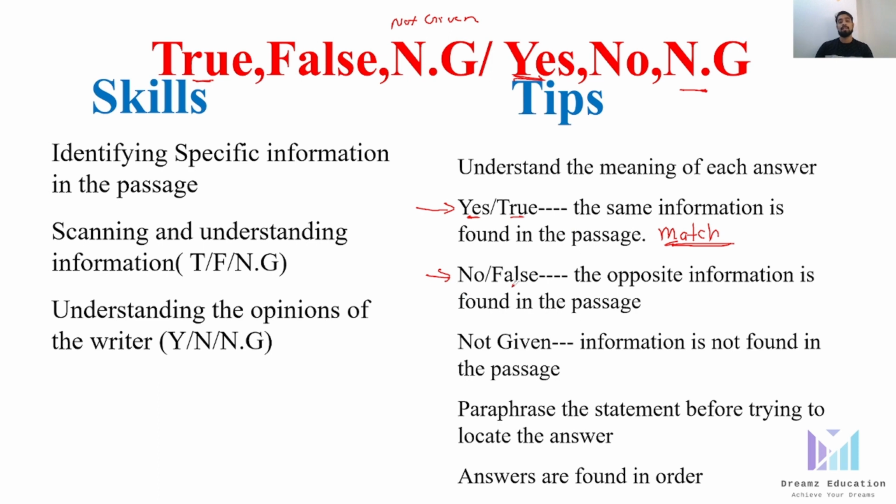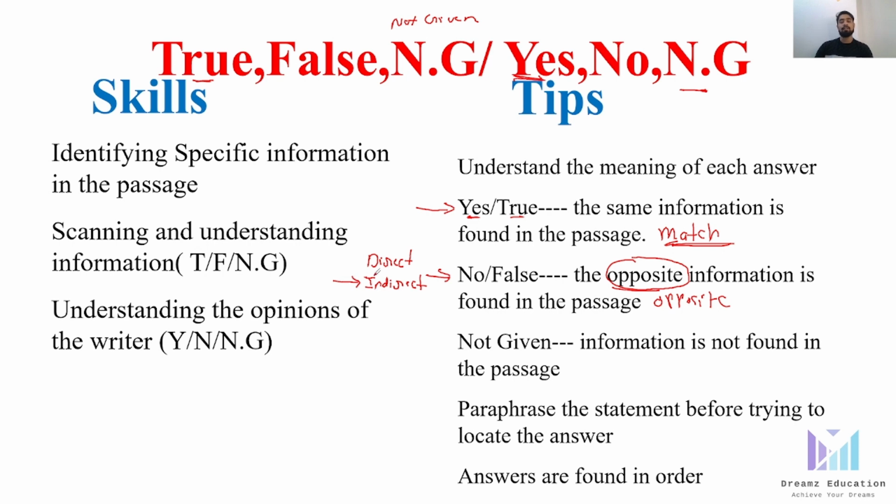Next, when can I call a statement false or no? If the given statement is opposite to the information in the passage. Suppose the statement does not match, I cannot directly call it no or false. I have to check whether the statement is opposite to the information given in the passage. When I call it opposite or contradictory, there can be both types of contradictions: direct contradictions and indirect contradictions. Most of the time you will have to focus more on indirect contradictions, because direct contradictions are very simple. They will directly tell that something is opposite.